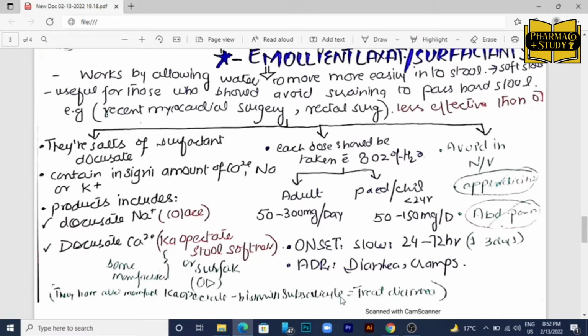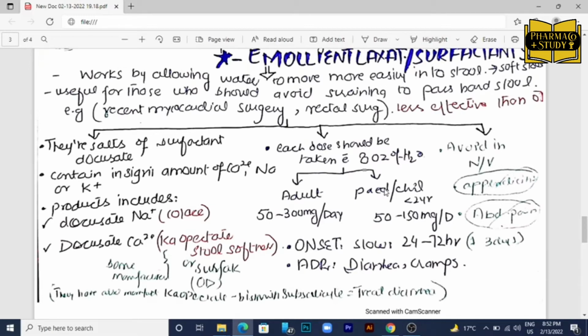Dosing: how to administer these emollient laxatives. Each dose of docusate should be given with 8 ounces of water, as the administration guideline is similar to the bulk-forming laxatives, which were also to be given with 8 ounces of water. The adult dose is 50 to 300 milligrams per day, while for pediatrics, or children less than 2 years of age, the dose is 50 to 150 milligrams per day.